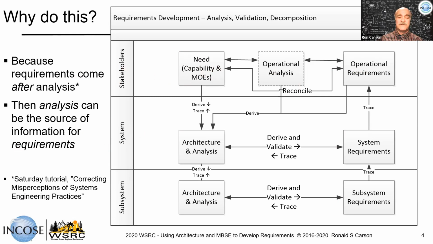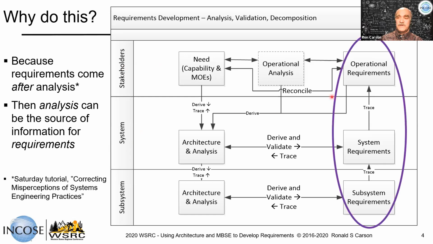What we want to do is avoid what often happens, which is we don't do any of this, or maybe we do it after the fact, and we just decompose requirements. Sometimes we do it by just changing the shall or changing the name of the system. And we've got a rich source of information available to actually develop good requirements.